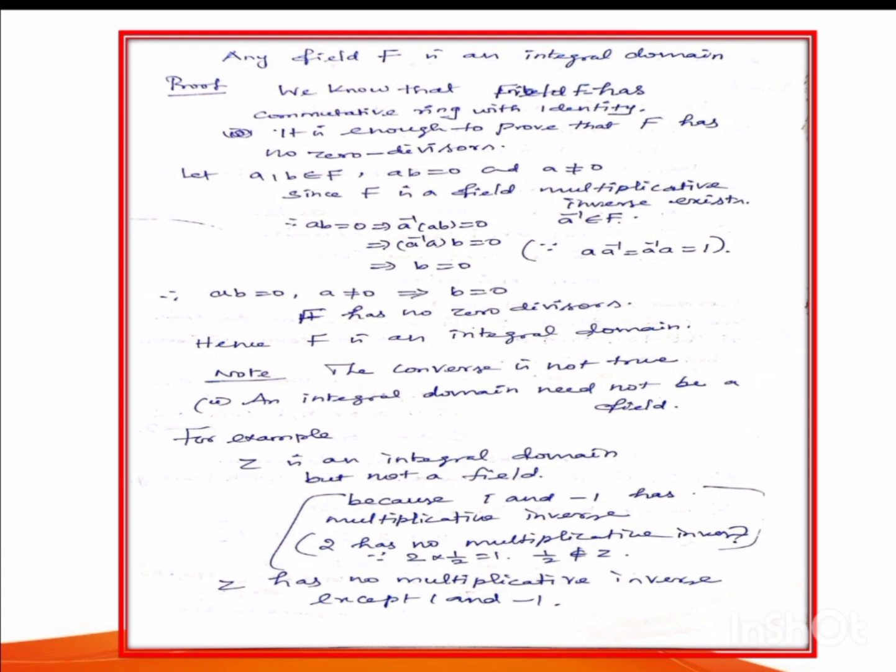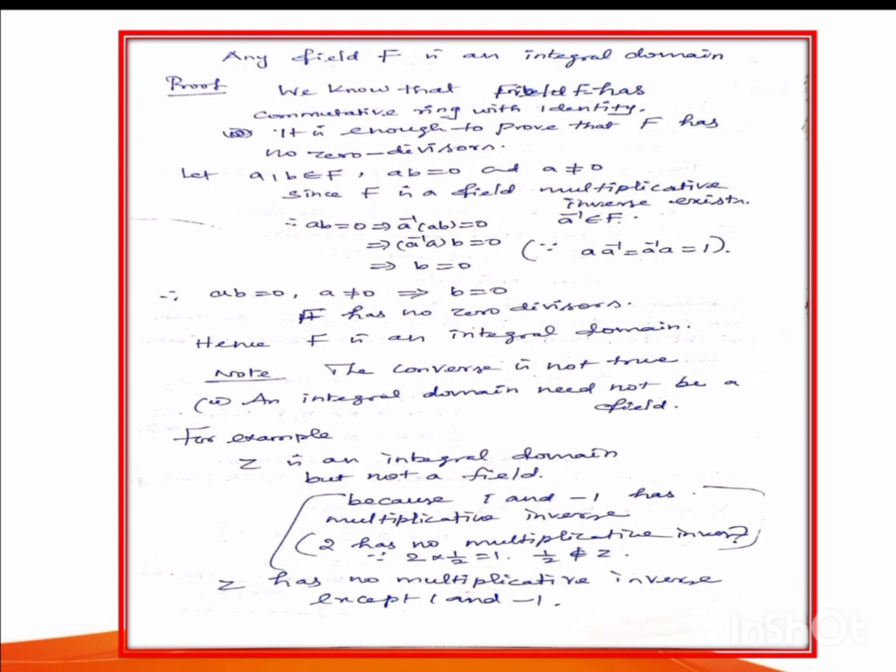Next theorem: any field F is an integral domain. We know that a field means a ring satisfying 3 conditions. First, the ring is commutative and has a unit element, and every non-zero element in the ring has a multiplicative inverse. We need these 3 conditions. Then the ring is called a field. So given F is a field, to prove that the field is an integral domain.